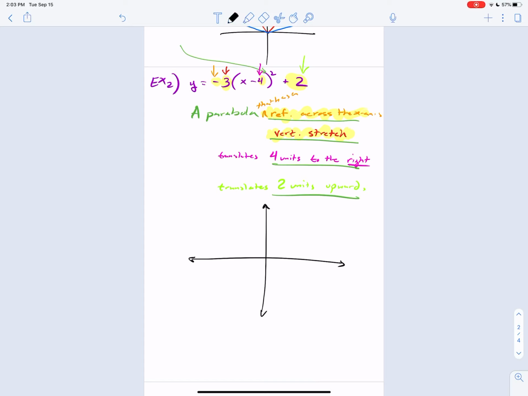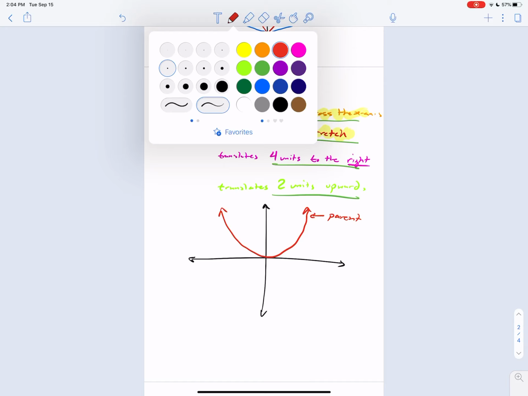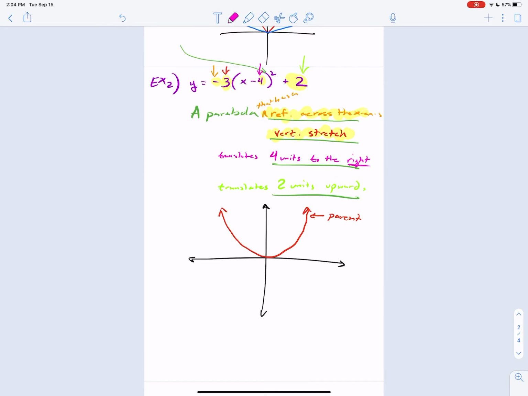So here's what we're going to do. We have our parent function, which I'll draw in red here. We know we're going to reflect it, and I'm going to draw using dotted lines because that'll tell me that this is not the final picture. So I'm going to use the same color. So the reflection is going to be orange. So I'm going to reflect it.